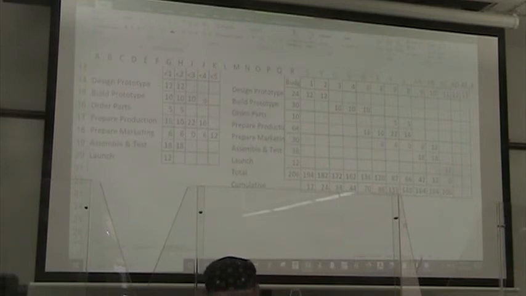So, you know, these are just some of the considerations that we end up with when we're doing project managing, or when we're doing managing of any kind. Yeah.